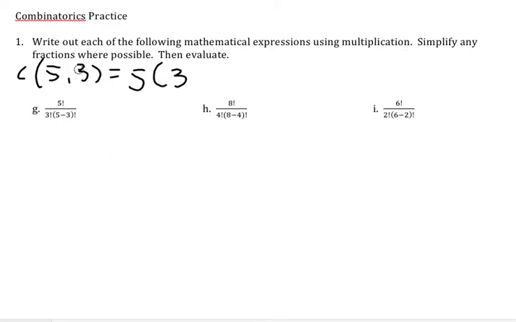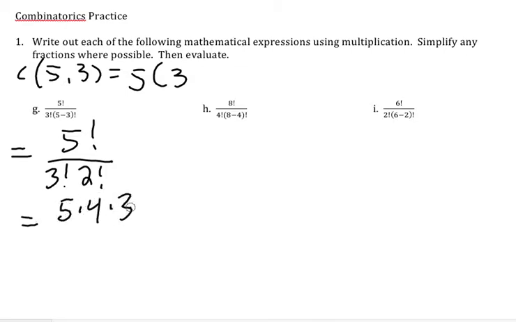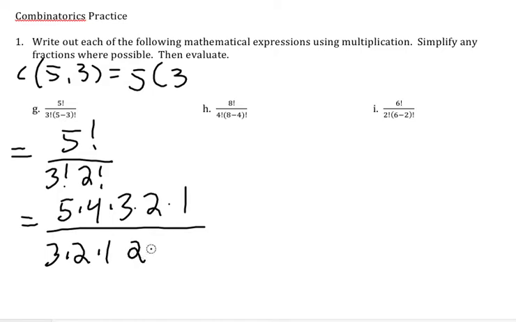So we're going to simplify any fractions where possible and evaluate. So let's just go ahead and write this out. Actually, the first thing we want to write out is 5 factorial divided by, and then 5 minus 3 factorial is just another way of saying 2 factorial. Okay. Now that we've simplified that, let's write out all the factorial values as the product of terms. So 5, 4, 3, 2, 1, 3, 2, 1, and 2, 1. And this is all being multiplied together in the denominator.